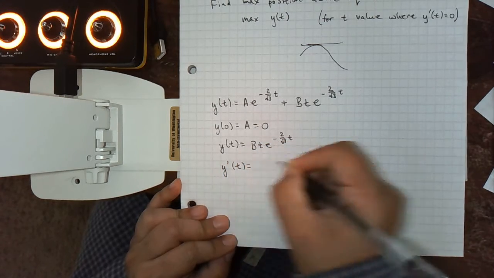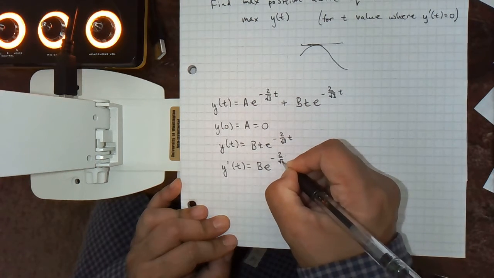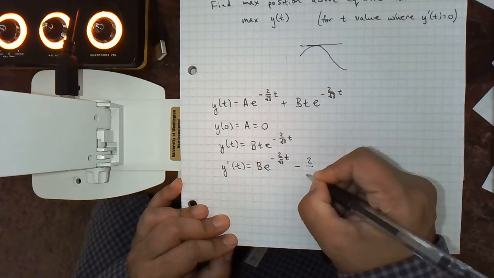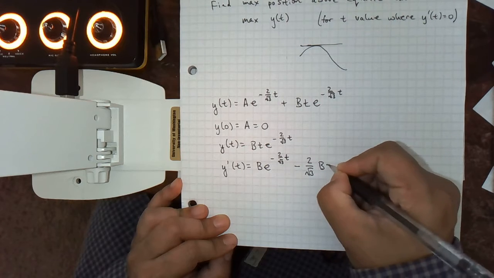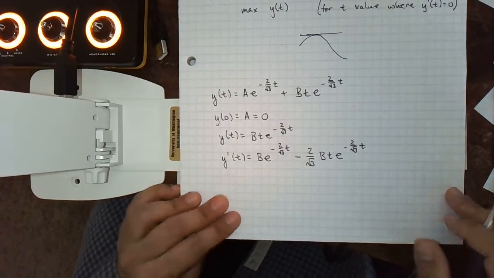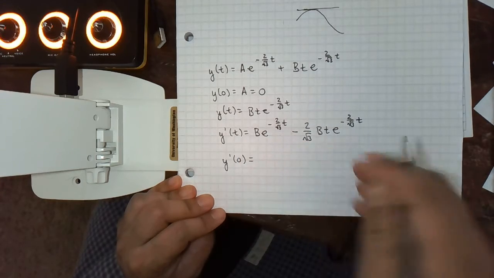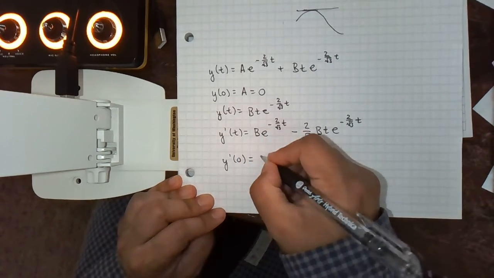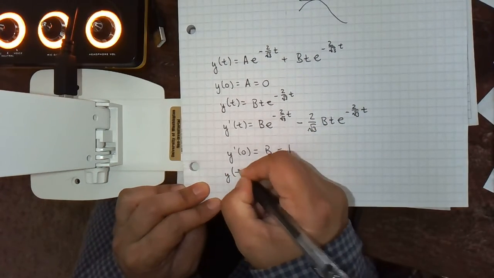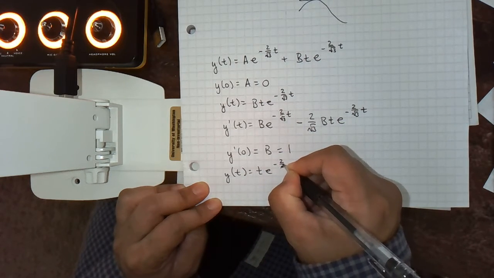Y prime of t is, using the product rule, derivative of t is 1, e to the negative 2 over root 3 t, minus, because we have a chain rule, so that exponent is going to come down, b t e to the negative 2 over root 3 t. Okay, and then we know y prime of 0 is 1. So we have y prime of 0. Putting in 0, this part will be 0, so we get b equals 1. Okay, this was easy. We have easy constants. So y of t is now just t e to the negative 2 over root 3 t.